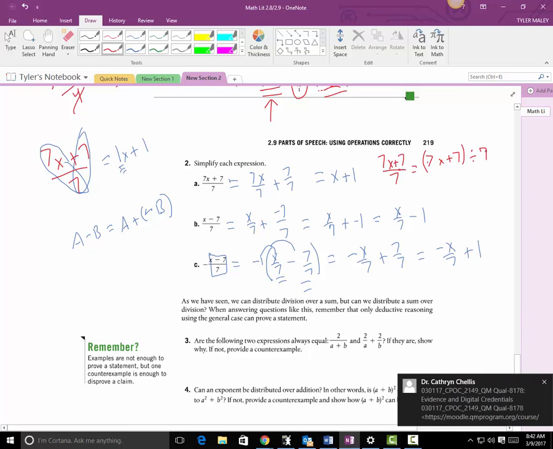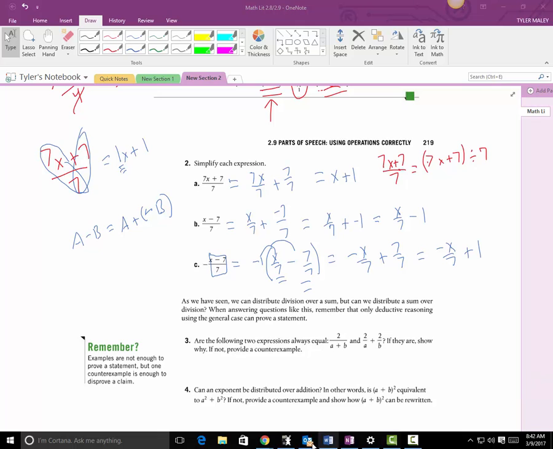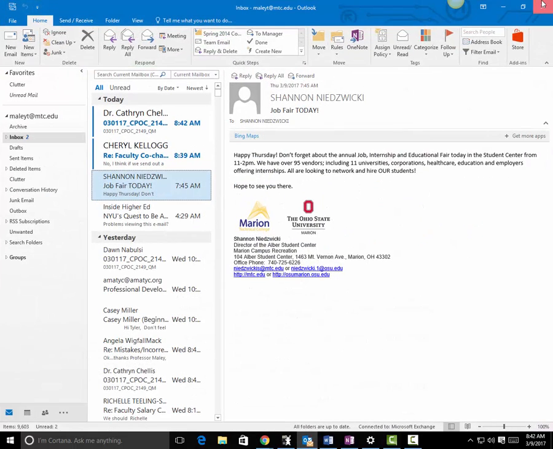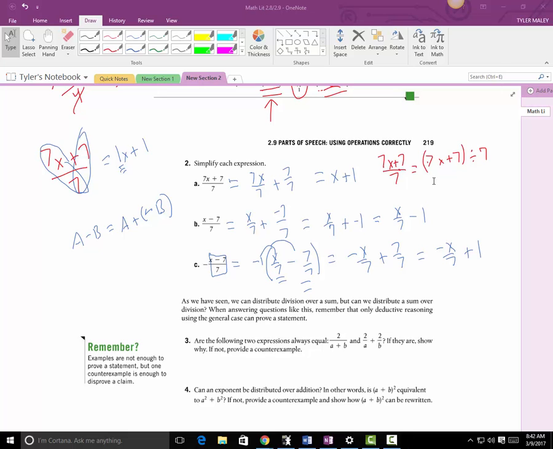divided by 7. I apologize, I'm getting a lot of emails coming in, so let me just go ahead and get rid of that. All right, so hopefully they won't be distracting.